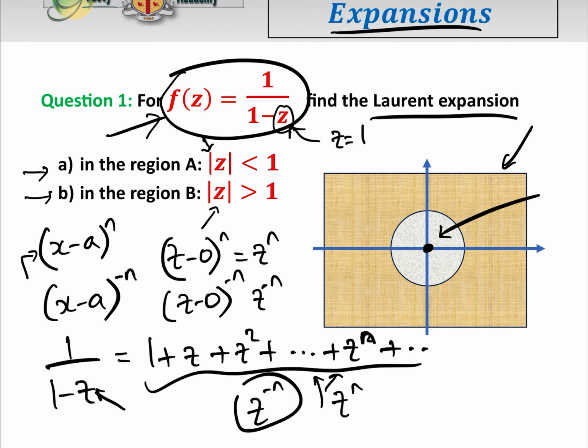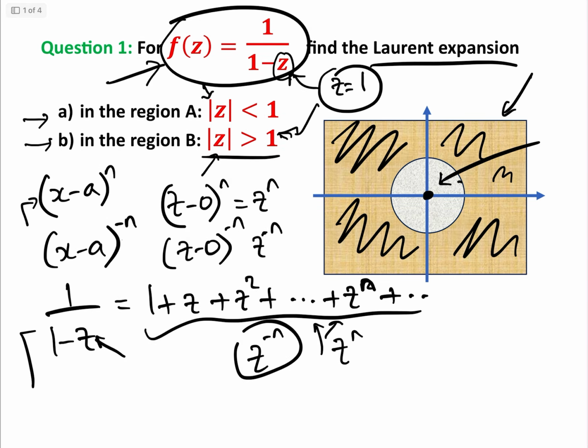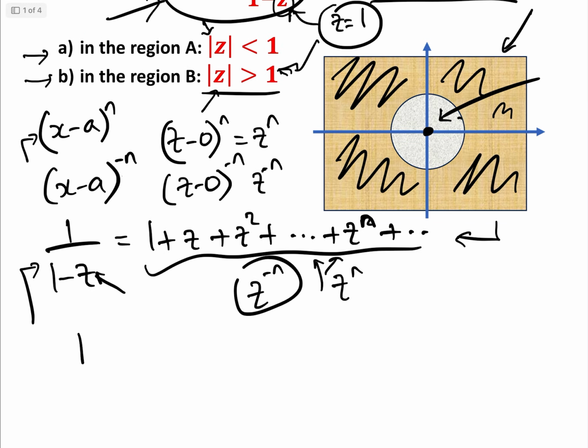Okay, now let's have a look at question 1b. What we're doing now is we're doing it in this rather nice looking brown region, mod z is greater than 1. Once again, the singularity z equals 1 does not appear within this region, and therefore it is analytic. Now, the problem is, because mod z is greater than 1, we cannot use the geometric series here, because it would not converge, as we need mod z to be less than 1. So what we do is we do a little trick.